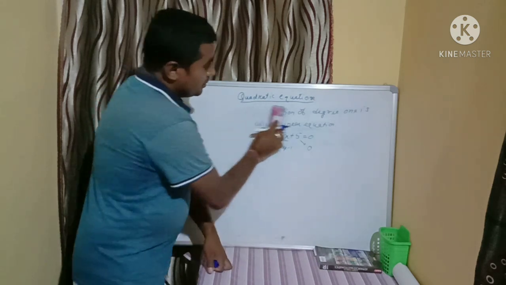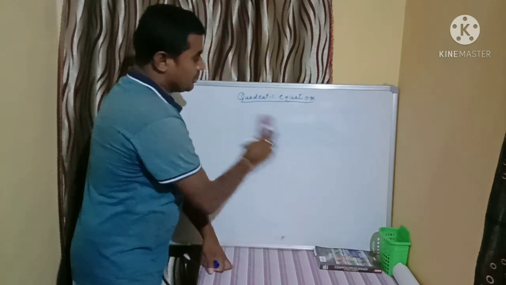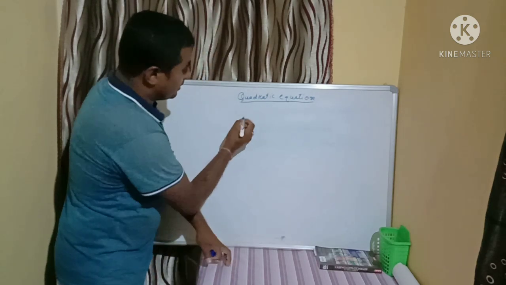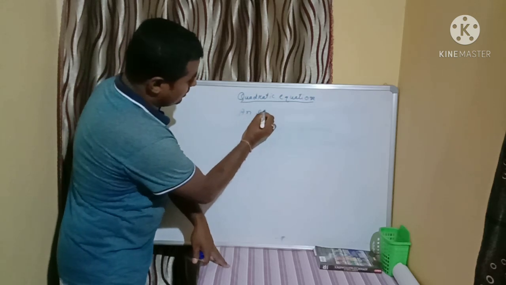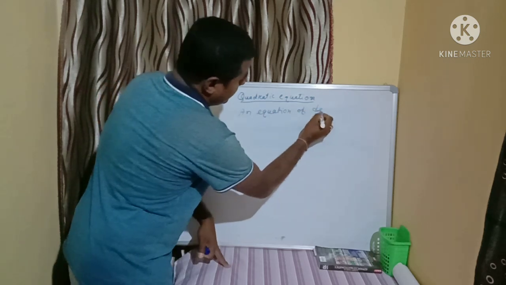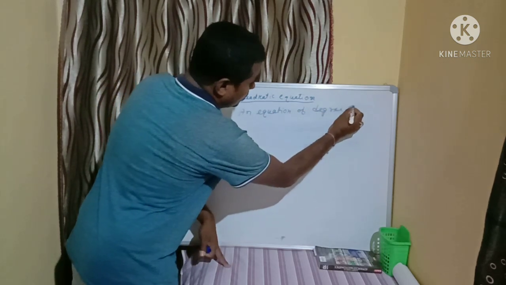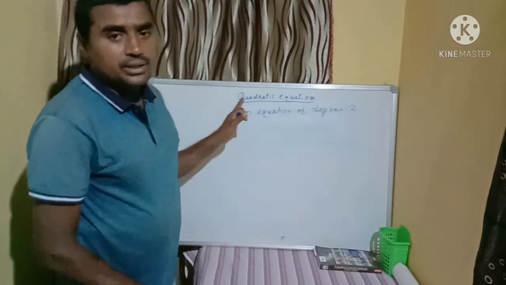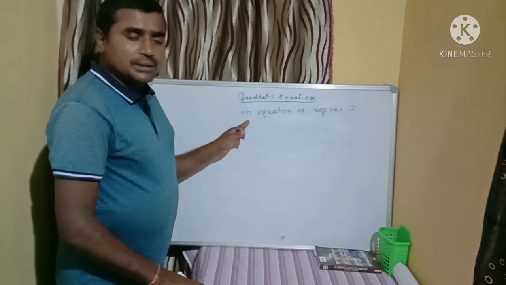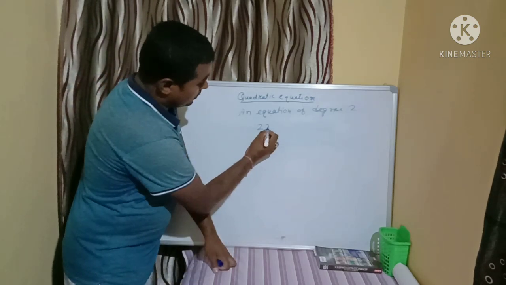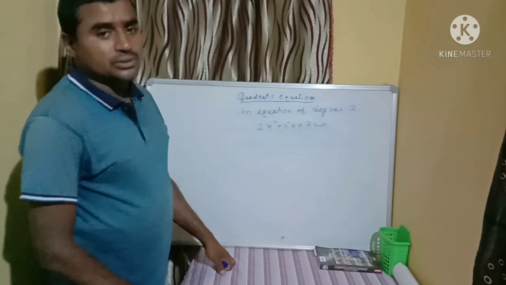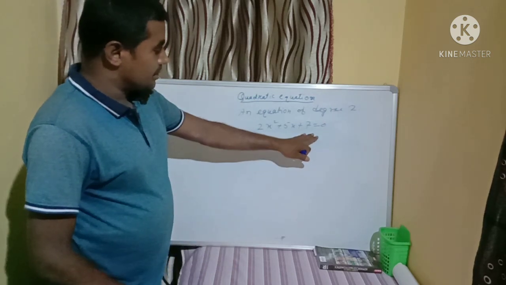After the linear equation, next is the quadratic equation. Already I gave the definition. How can we define a quadratic equation? An equation of degree 2 is called a quadratic equation. Some examples of quadratic equations are 2x square plus 5x plus 7 equal to 0. So this is a quadratic equation.